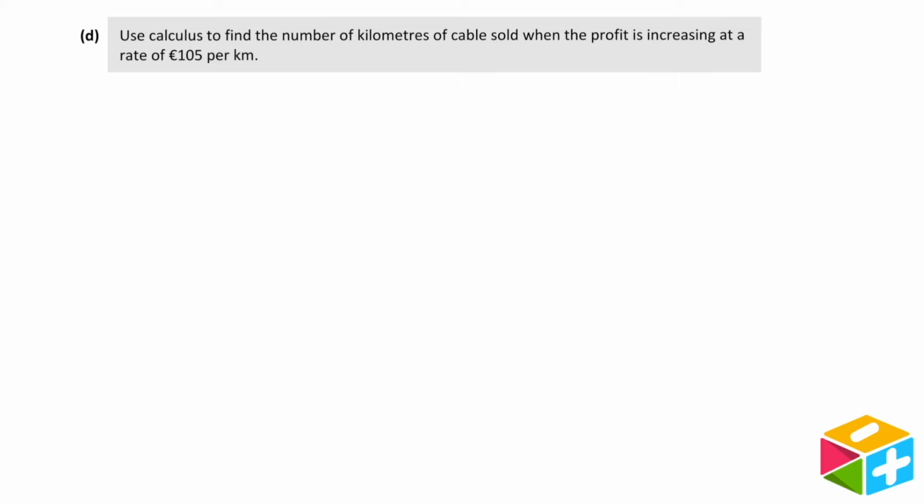Use calculus to find the number of kilometers of cable sold when the profit is increasing at a rate of €105 per kilometer. This question involves a rate of change. Specifically, we need to know when the profit is increasing at a rate of €105 per kilometre.